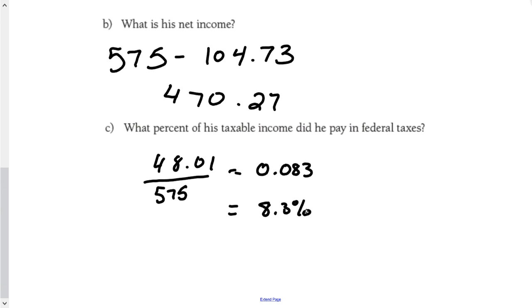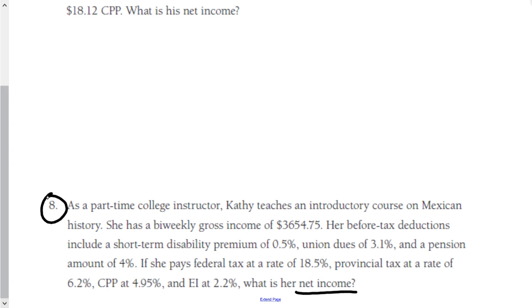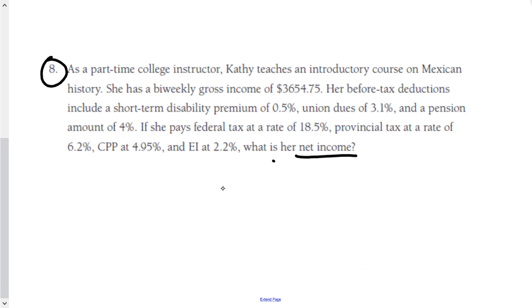Okay, that should set you off onto the practice. If you are looking for the answers for 7 and 8, here they are. Question 7, you were looking for 687.62. And question 8, you are looking for $2,301.43.